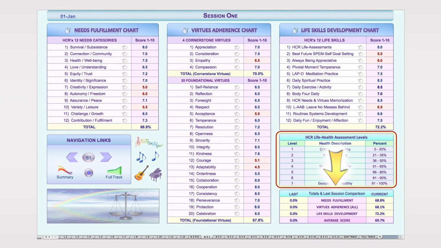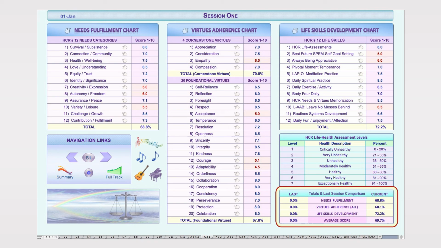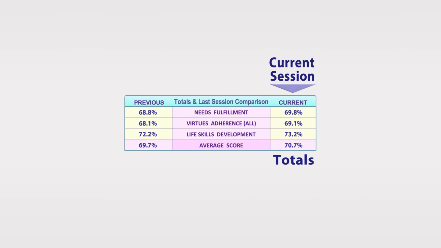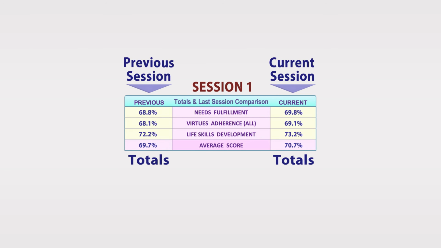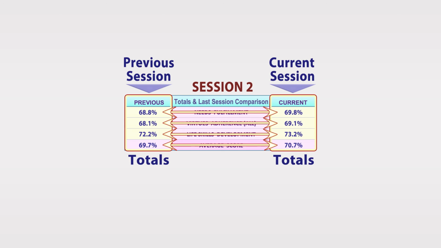Underneath the health assessment table is the session page summary totals. This right column contains the current session totals, and the left column your previous totals. Of course, on your first session, there will not be previous totals, so this column will contain 0%. However, once you've completed your second PLA session, you will be able to compare your needs, virtues, and life skill scores, as well as the average of all 3 scores with your previous totals. This feedback provides very important motivation for continual improvement.